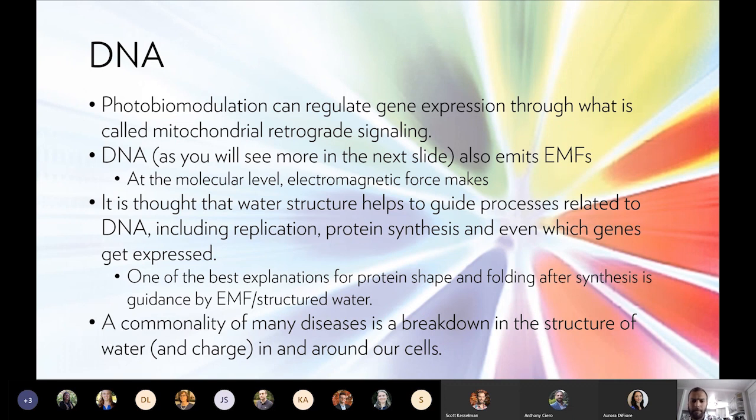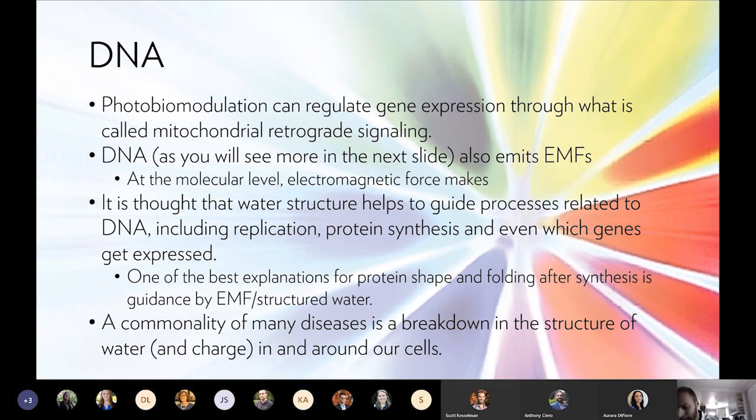I probably meant to add something else there, but I don't remember. So it's thought that water structure guides processes related to DNA, including its own replication, protein synthesis, and even that expression.